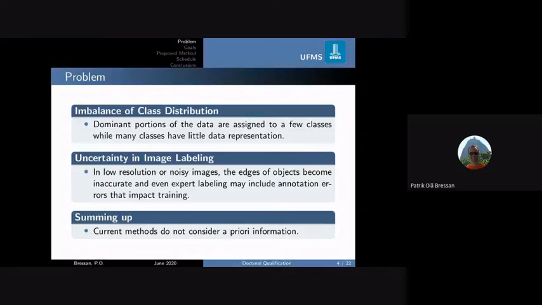We are working with the convolutional neural networks, specifically with the semantic segmentation. So we need to understand what semantic segmentation is. Semantic segmentation is a task of dividing an image into regions whose pixels in the same area have similar properties, whether in color, texture, or belonging to the same object. In the area of semantic segmentation, we have the problem of the imbalance of class distribution, and we have the uncertainty in image labeling. In the next slides, we have some images where the problem addressed are clear.